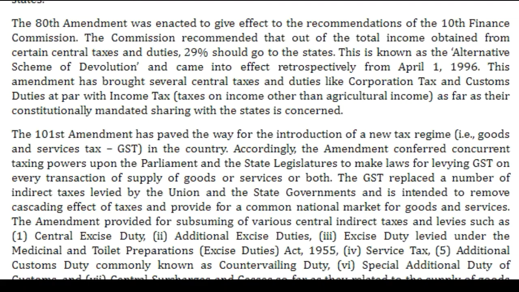Further, the amendment deleted Article 268-A as well as Entry 92-C in the Union List. Both were dealing with service tax. They were added earlier by the 88th Amendment Act of 2003. The service tax was levied by the center, but collected and appropriated by both the center and the states.